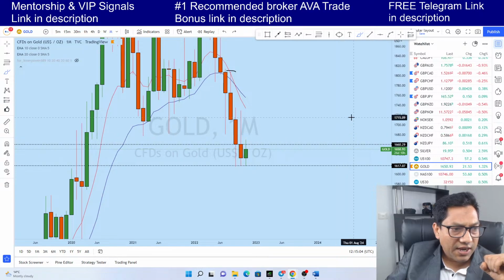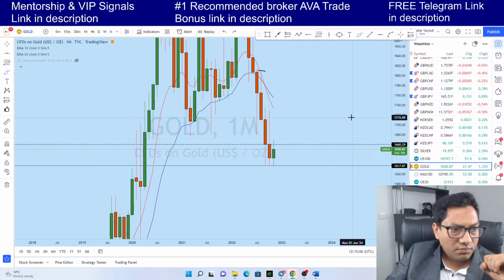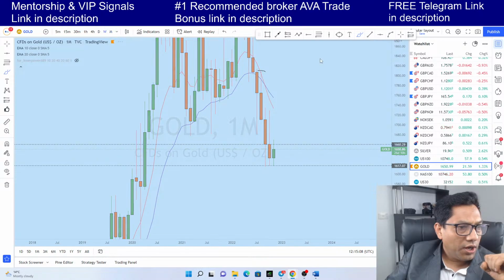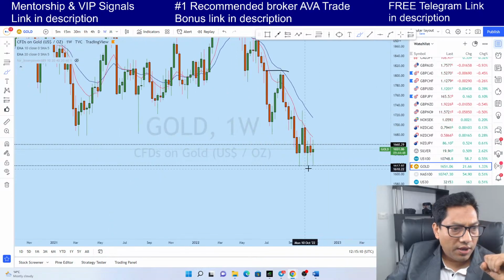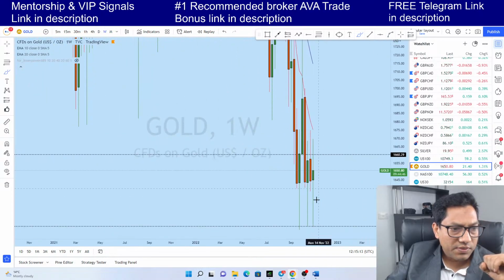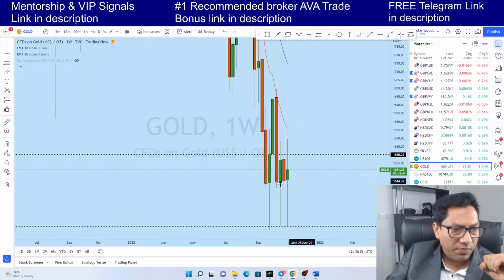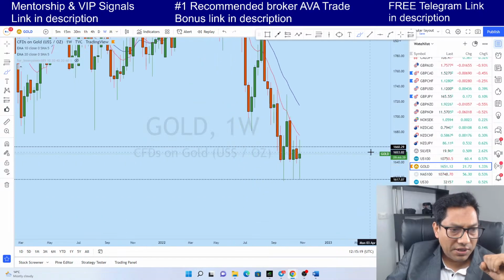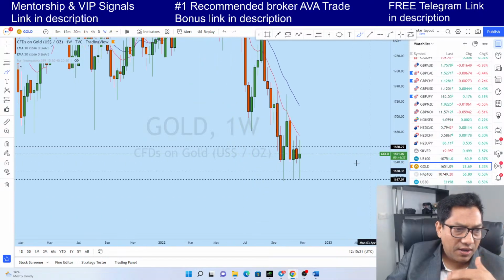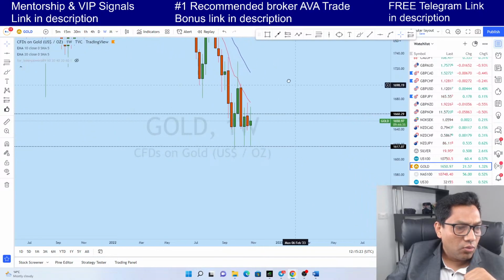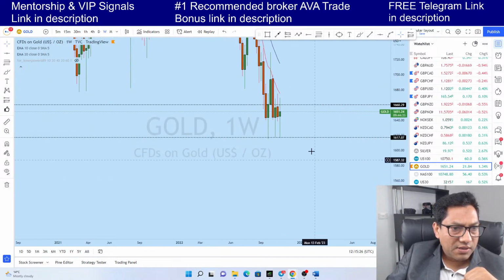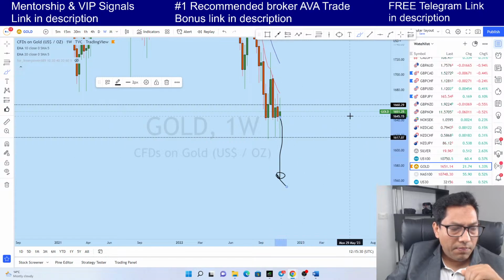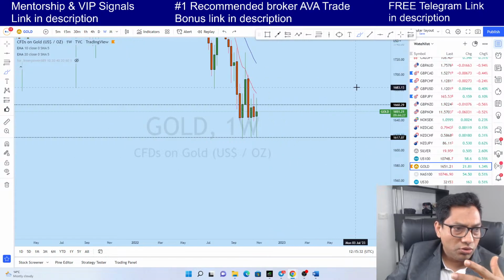So with that being said, if we look at the weekly, from this weekly level we have seen a bounce. The price is now just above this weekly opening and closing. For me, it is still bearish. Okay, we might see some spike, but one thing we need to keep in mind, if it breaks below, we might see a massive drop.